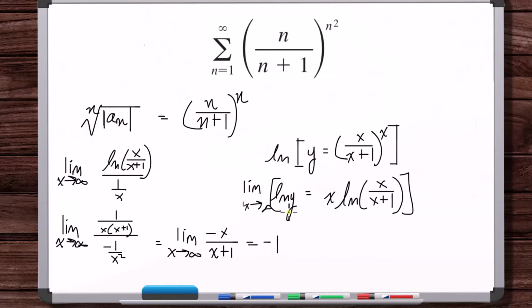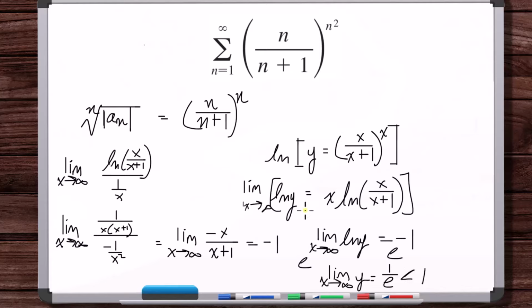But now what we've got is the limit as x goes to infinity of natural log of y is equal to minus 1. So you raise both sides to e, and you get the limit as x approaches infinity of y is equal to e to the minus 1, 1 over e. That is less than 1, right? Because y is the original function. So that means that this limit, the limit of this, is 1 over e.